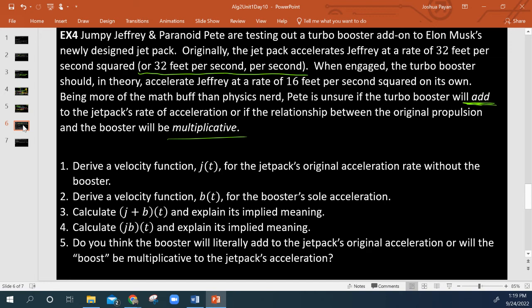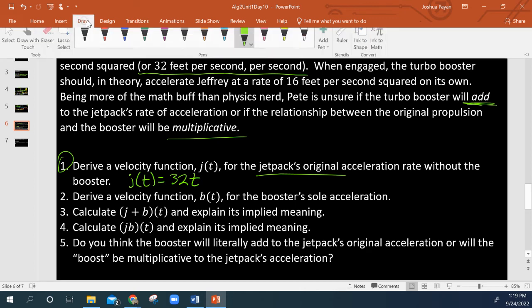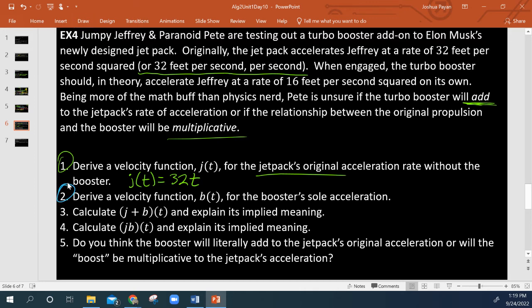Okay, so first, let's find a function j of t for Jumpy Jeffrey's initial acceleration rate without the booster, only with the jetpack's original formulation here. So we would say j of t is simply equal to 32 feet per second every second. So 32 times t, the number of seconds, right? So that's relatively simple. Okay. Now a function for the booster on its own, right? Its sole acceleration rate. So the booster's acceleration as a function of time would be equal to 16t, 16 feet per second every second, right?